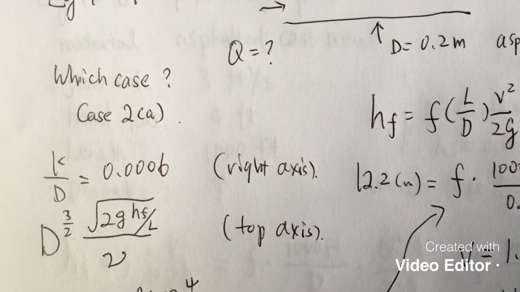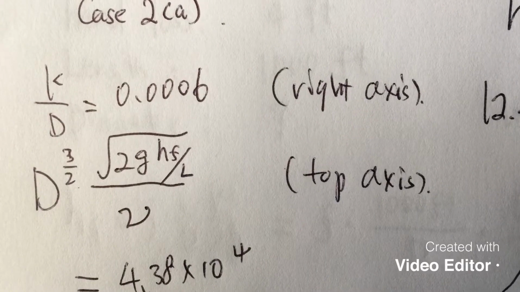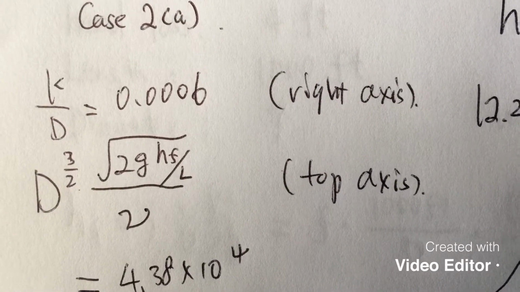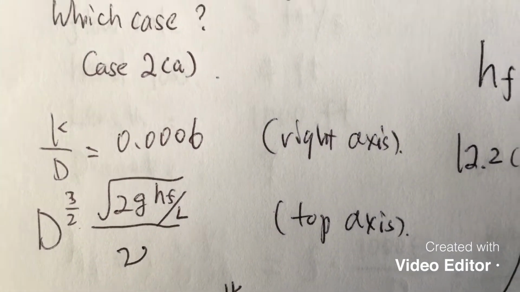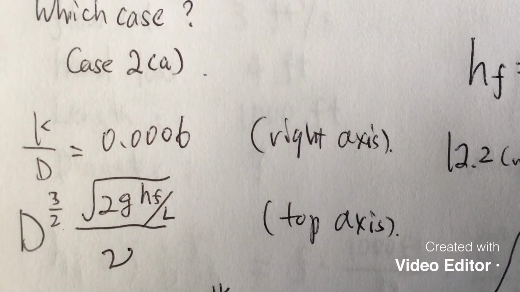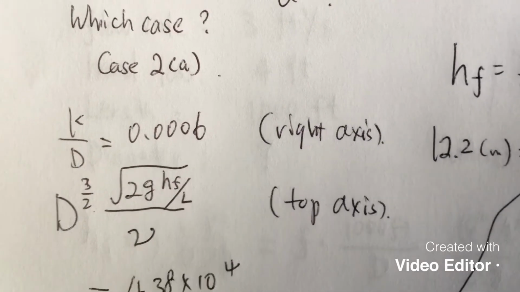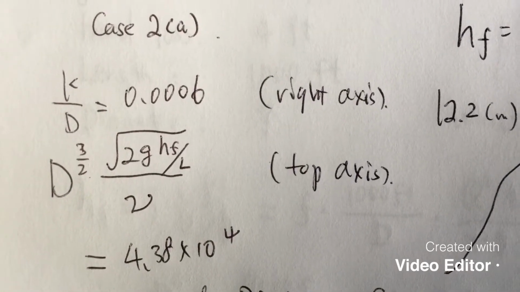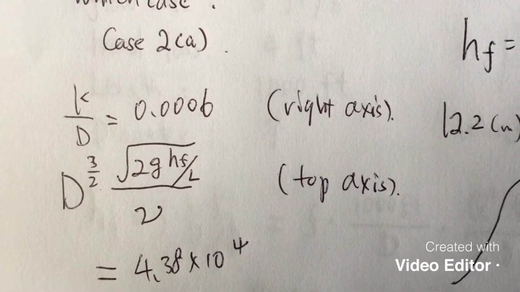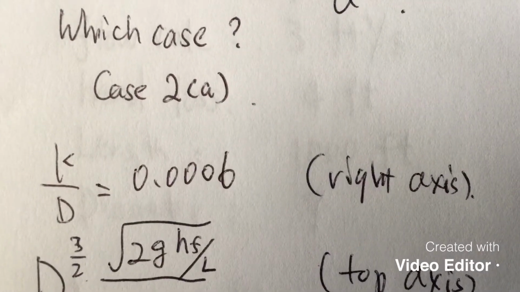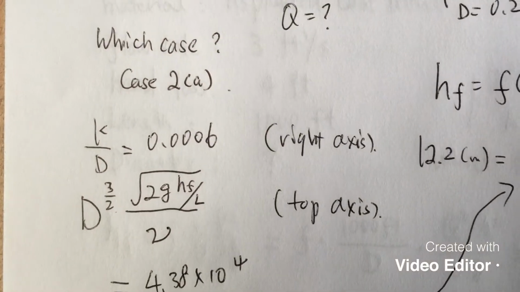The top axis of the Moody diagram is D to the order of 3 over 2, times square root of 2g hf over L, over viscosity, right? We have everything. Diameter is 0.2, HF is 12.2, L is 1,000 meter, viscosity is given. So the top axis is 4.38 times 10 to the 4. We also need the right axis, which is relative roughness, same as the previous problem, so it's 0.0006.